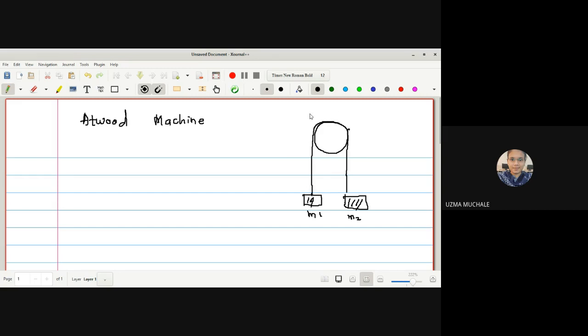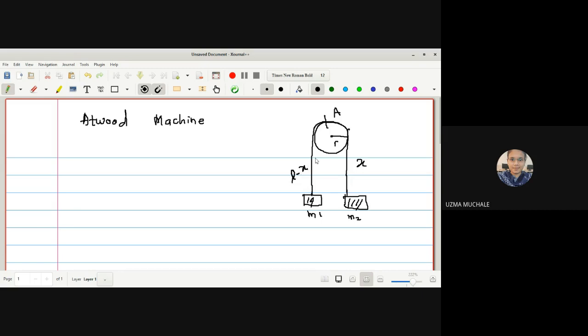Suppose the length of this whole string from M1 to M2 is L, and we mark a point A. The radius of this pulley is R. The distance of mass M2 from point A, we name it x. If the whole length from M1 to M2 is L, then the distance of M1 will be L minus x. Is it okay?